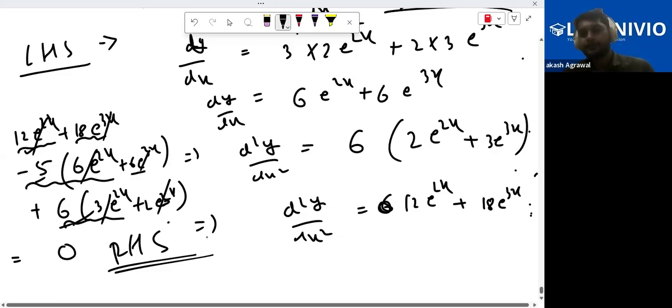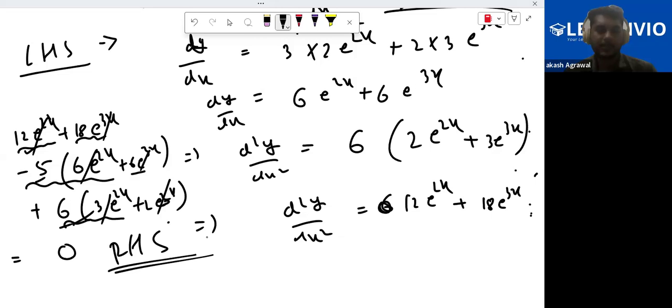Got it, everyone? I just replaced all the values in the LHS with the terms we found. Yes or no, everyone? Yes, sir.